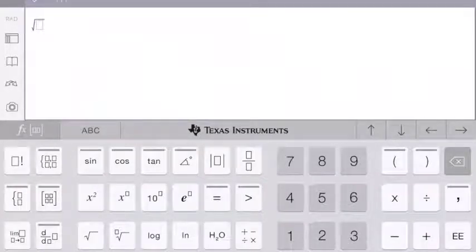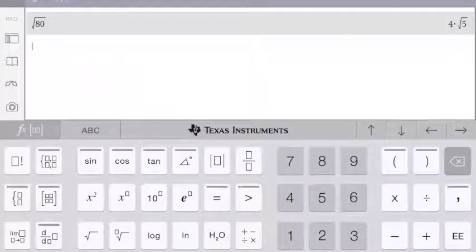We're going to do the square root of 80. Okay, the square root of 80, it simplifies it for us, but we want a decimal approximation. So what I'm going to do is add a decimal. If I put a decimal into the problem, I get a decimal out. So I get 8.94427, which is a little less than 9, which makes sense because 9 times 9 would give us 81.